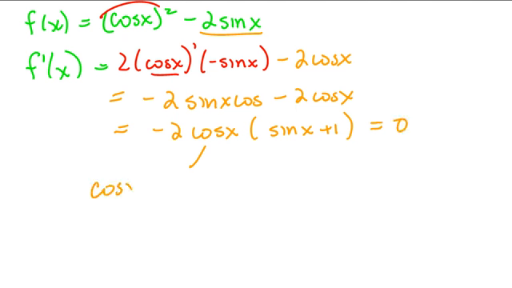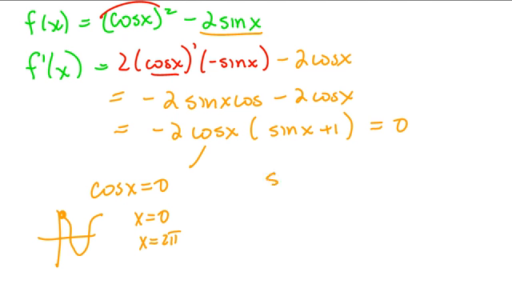So where's the cos x equal to 0? If you remember, the cosine graph looks like this. Then the cosine graph is equal to 0 at x equals 0 and at x equals 2 pi.